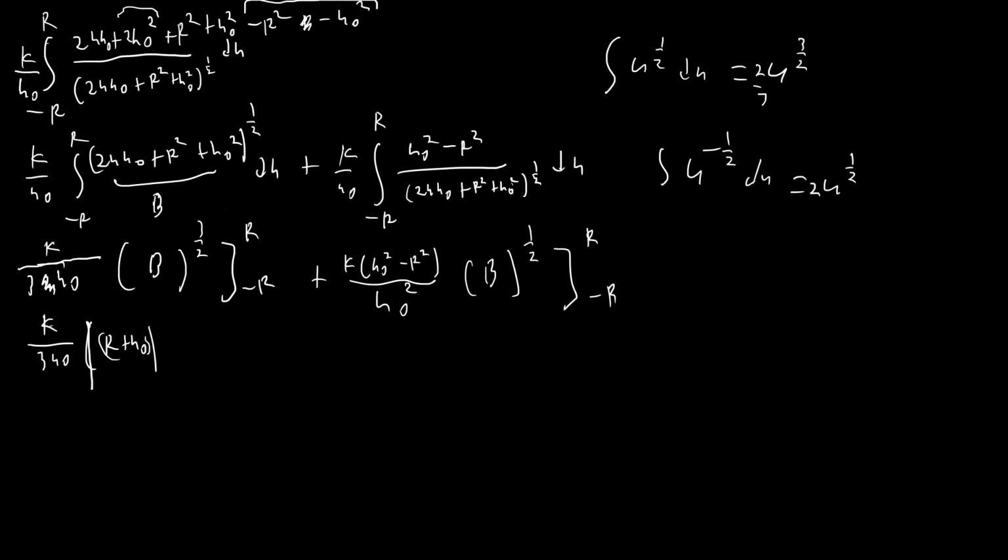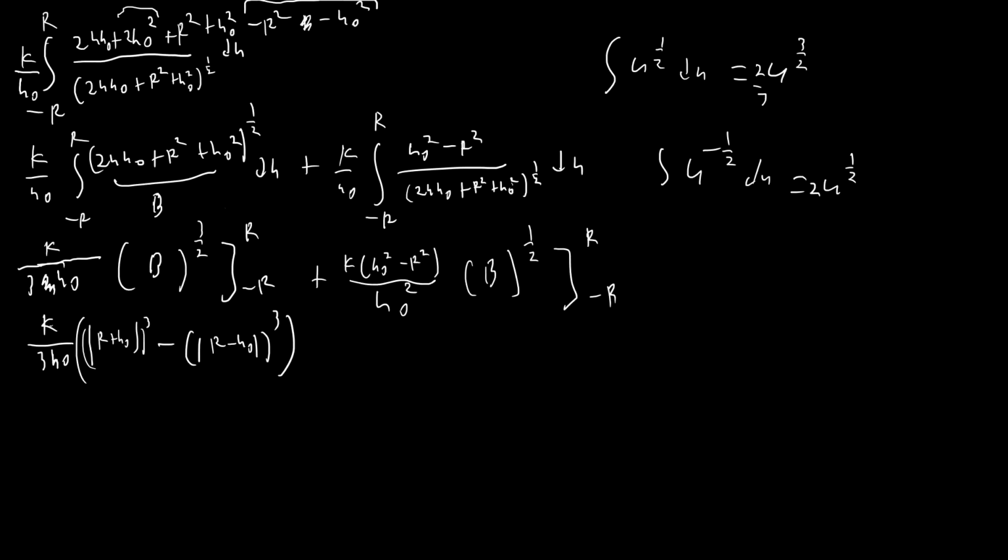Or we can put the cubed outside because 3 is an odd number, so I'm going to fix this up real quick. And similarly, when h is negative r, we're going to end up with r squared minus 2h0r plus h0 squared, and so that's going to be pretty much the same thing. It's just going to be (r minus h0) all to the 3rd power, and I'm going to put the parentheses here.